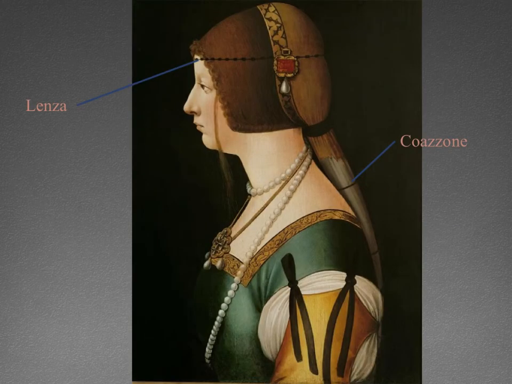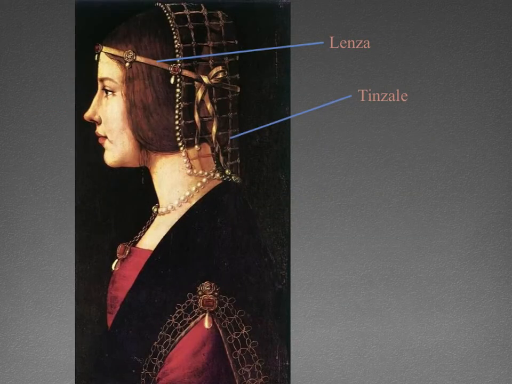And here are some of those other hairstyles and headdress things that I mentioned. You can see the lenza, that horizontal line that's going around her head, and then the coazone in the back, which is kind of covering and coiling her braid in place. And here's a fancier lenza that looks, maybe it's metallic, and has some jewel decorative motifs on it. And there's the tinzale, that hairnet that's holding her coiled up hair in place.